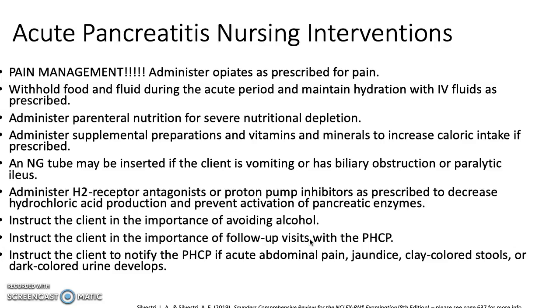A lot of times you're going to tell the patient to avoid alcohol. A lot of these patients are going to be admitted into the hospital, so they're not going to have access to alcohol, but it is important, especially with chronic disease, that they avoid alcohol. If they have chronic pancreatitis, we do want to go over those acute signs: the acute abdominal pain, jaundice, clay-colored stools, or dark urine. But most of the time, like I said, chronic pancreatitis develops from multiple episodes of acute pancreatitis. So most of the time, they're going to know these signs and symptoms to look out for.